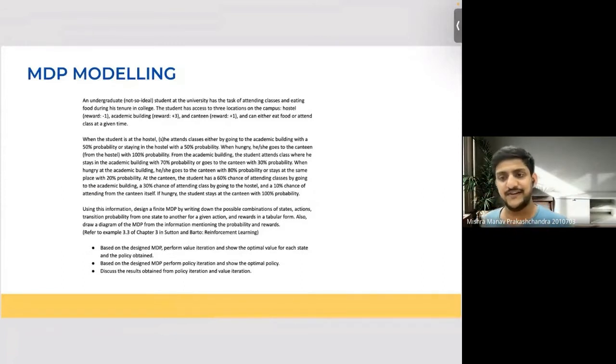This is sort of a take-home assignment, because after you design the MDP, you need to perform value iteration and show the optimal value for each state and many other tasks. These are all discussed in week 5, so it's better you take it home and we can discuss it when we start with the week 5 live session.